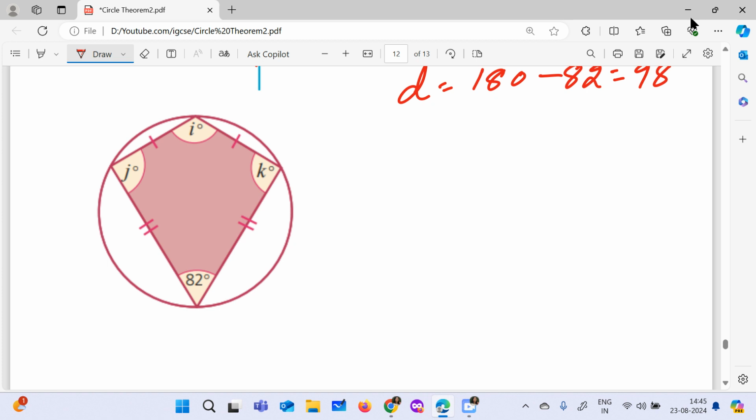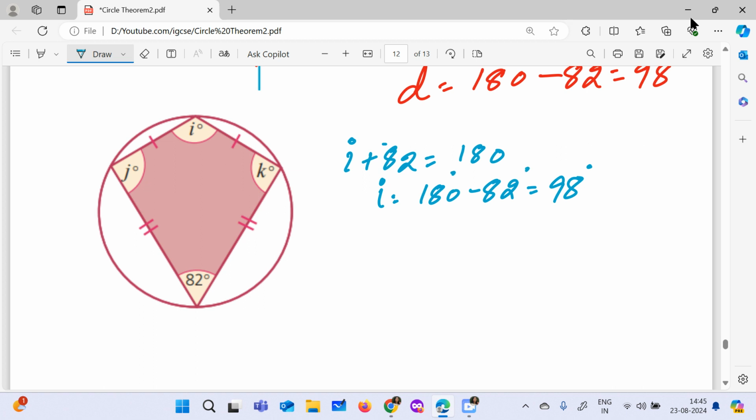Can you tell me what is the measure of I now? No, it is not double. This is a cyclic quadrilateral, right? Put the formula for a cyclic quadrilateral. So I plus 82 will give you 180 degrees, right? And then I is equal to 180 minus 82, that is 98 degrees. Clear?